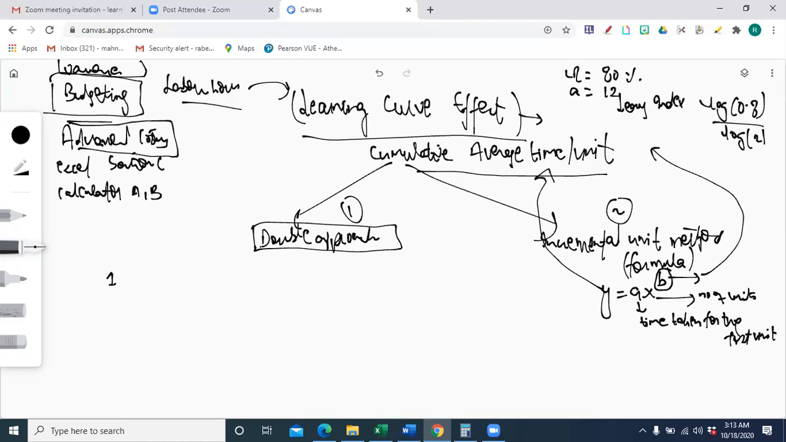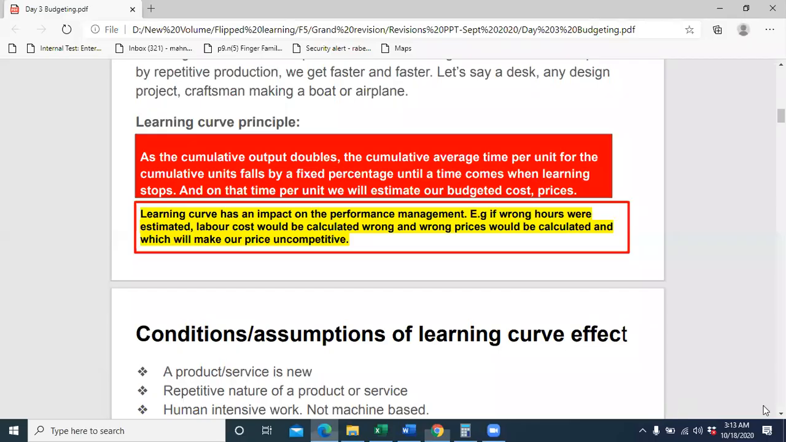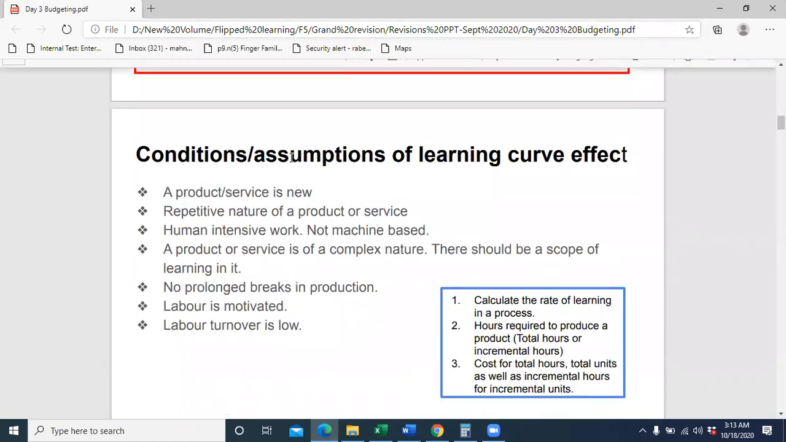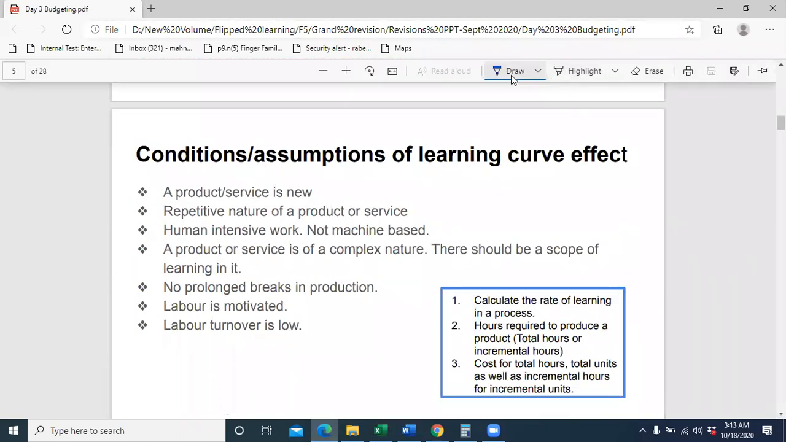Could be assessed anywhere. Okay, so the two approaches, double approach and the incremental unit method. So why the two methods are different, and what are the conditions that need to be there in order to apply this phenomena? Product should be new, should be repetitive, it should be a human intensive work, not machine based. Then only, since it's a human phenomena, then only there'll be scope of learning. Okay, a product or service needs to be complex, because for a simple product you could finish it in a few seconds, few minutes. It won't be very complex.